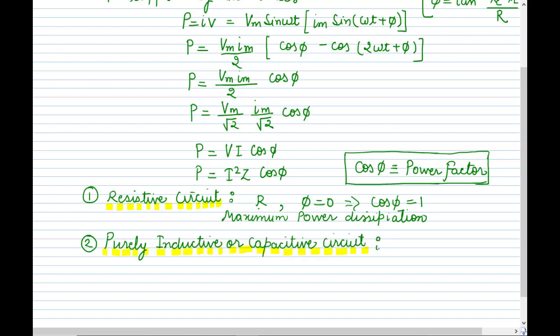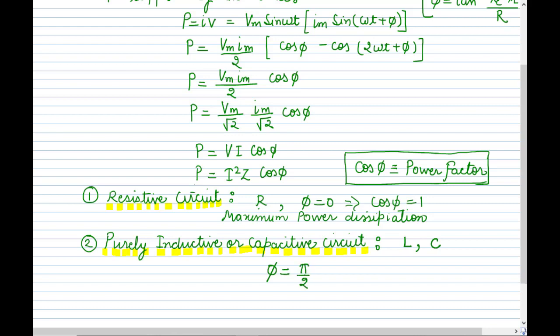So if we are having a pure inductive or capacitive circuit, that means either we will have L or we will have C. This is purely inductive and this is purely capacitive. When we have an inductor, then the phase difference is phi, and I is lagging behind V. If we are having a capacitor, then I is leading V by the phase difference of pi by 2. So either we have the inductive circuit or the capacitive circuit, the phase difference is only pi by 2.